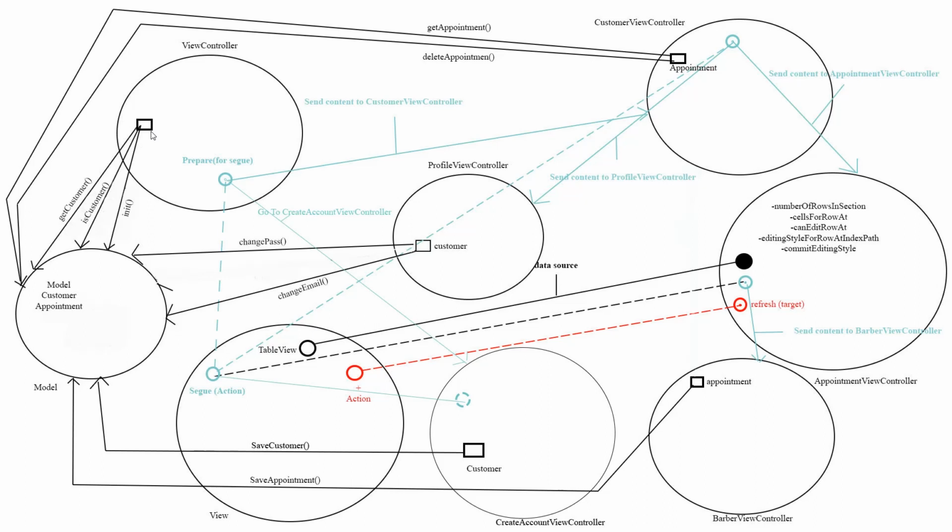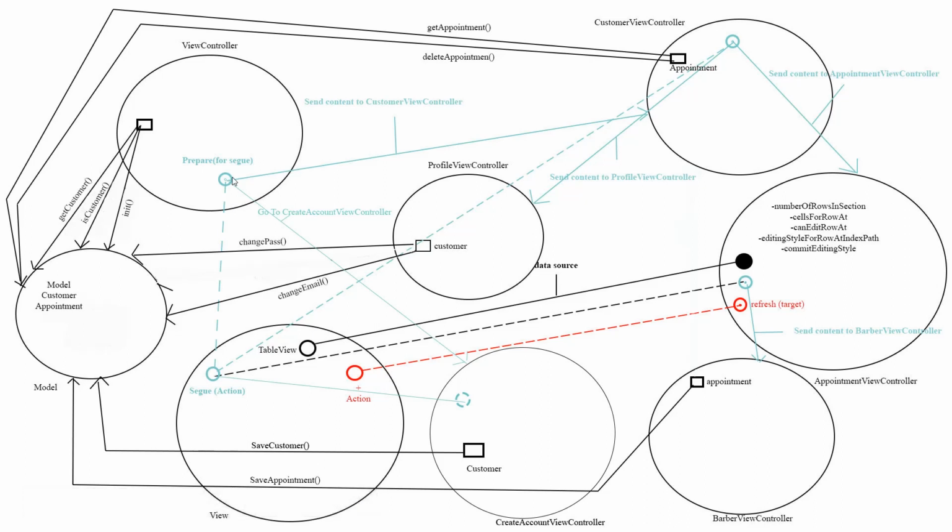So within that view controller, there are segues that lead to other views. If a customer is signed in, it's going to take them to a customer view. If they're creating an account, it's going to take them to an account view. And each one of these will communicate with the view through the segue.